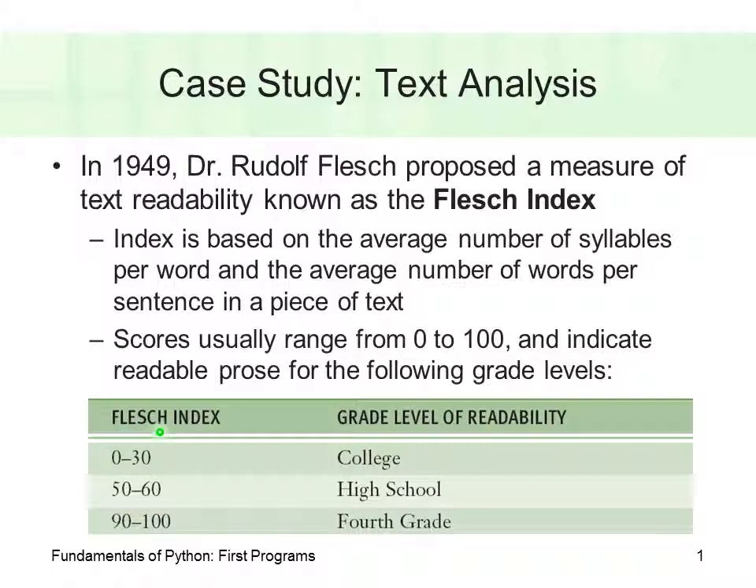If you have a Flesch Index of 0 through 30, that would indicate a college grade level of readability for the text in question. A Flesch Index of 50 to 60 would indicate a high school grade level of readability, and a Flesch Index of 90 to 100, for instance, would indicate a 4th grade level of readability.